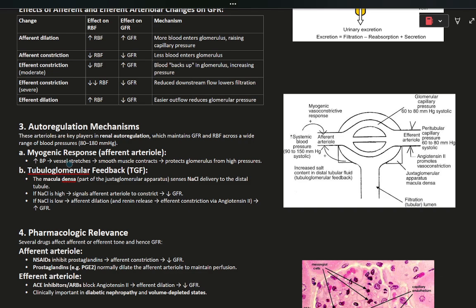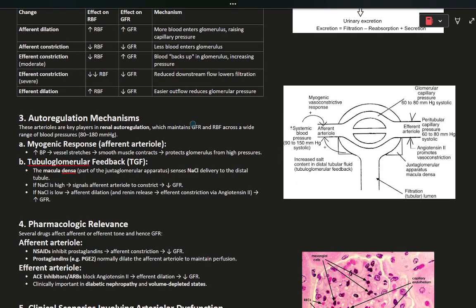So the afferent arteriole stretches, the smooth muscle in the afferent arteriole contracts, thereby protecting the glomerulus from the high pressure created by the increased blood pressure. And this is represented by the description here. There's also this mechanism called tubuloglomerular feedback, where the macula densa, which is part of the juxtaglomerular apparatus, will sense the amount of sodium chloride delivery to the distal tubule.